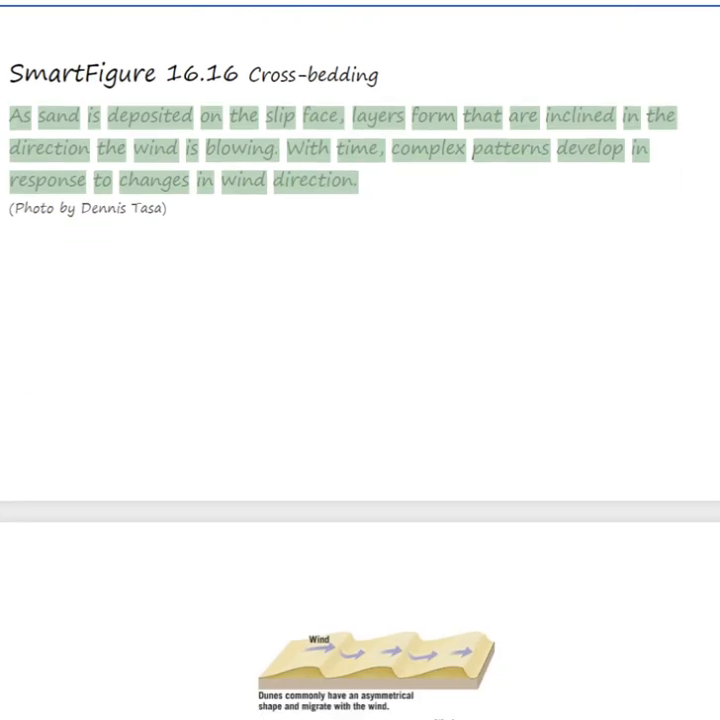As sand is deposited on the slip face, layers form that are inclined in the direction the wind is blowing. With time, complex patterns develop in response to changes in wind direction.